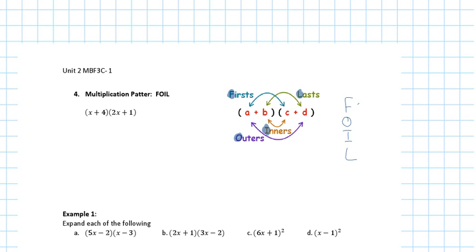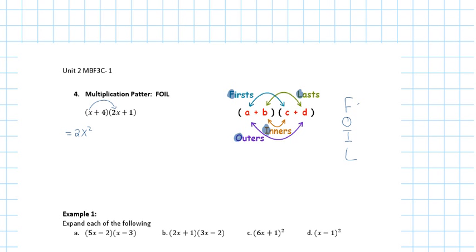First, outer, inner, last makes the acronym FOIL. So that means you're going to multiply the first by the first, the outer by the outer, the inner, and the last. Okay, so let's see how that's going to work. In each bracket, you have a first term. In the first bracket, x is your first term. In the second bracket, 2x is your first term. So you're going to multiply the x by the 2x. What's x times 2x?